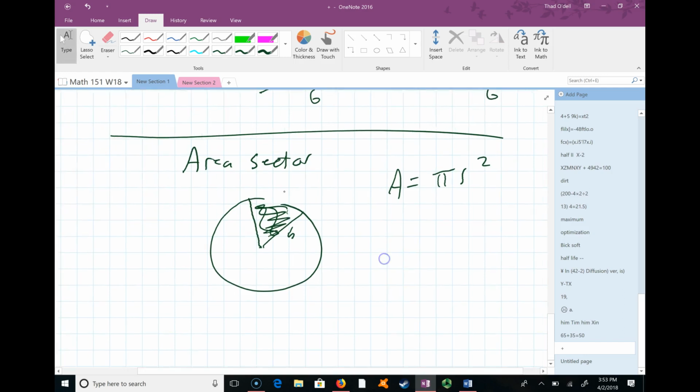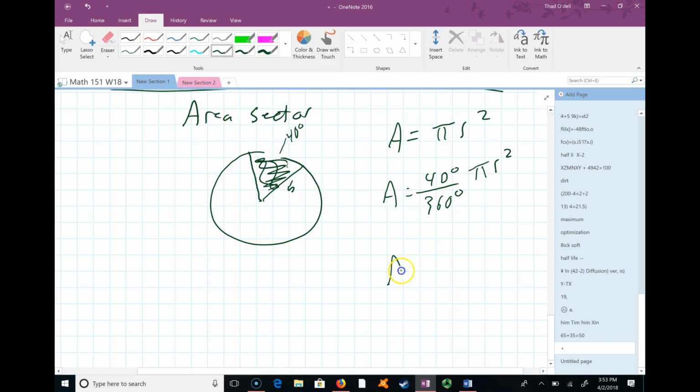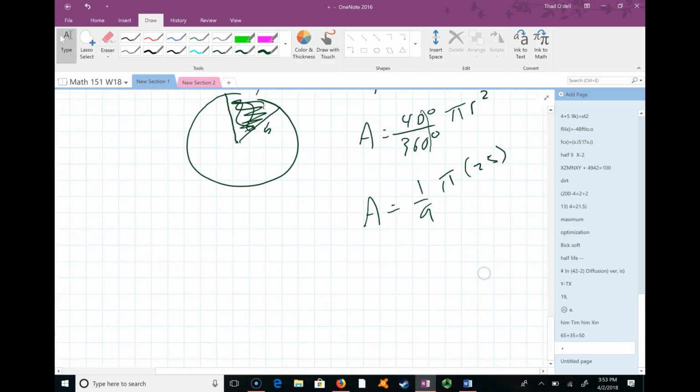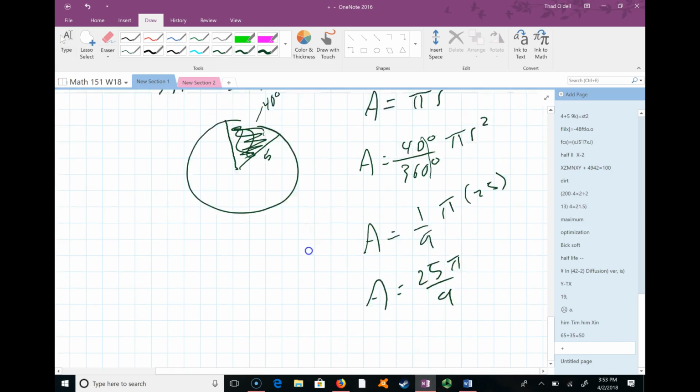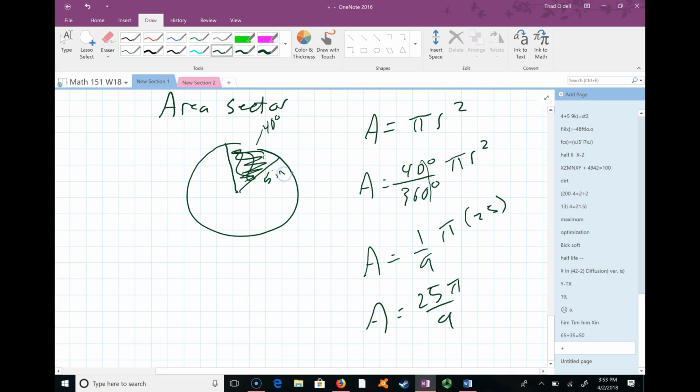And if this is, say, a 40 degree angle, then the area would be 40 degrees divided by 360 times pi r squared. And A is equal to, so the zeros cancel out. 4 over 36 is 1 over 9 times pi, and since the radius is 5, that would be times 25. So we end up with area is equal to 25 pi over 9. And that, of course, if this is in inches, let's say, that would be inches squared, because we're talking about area.